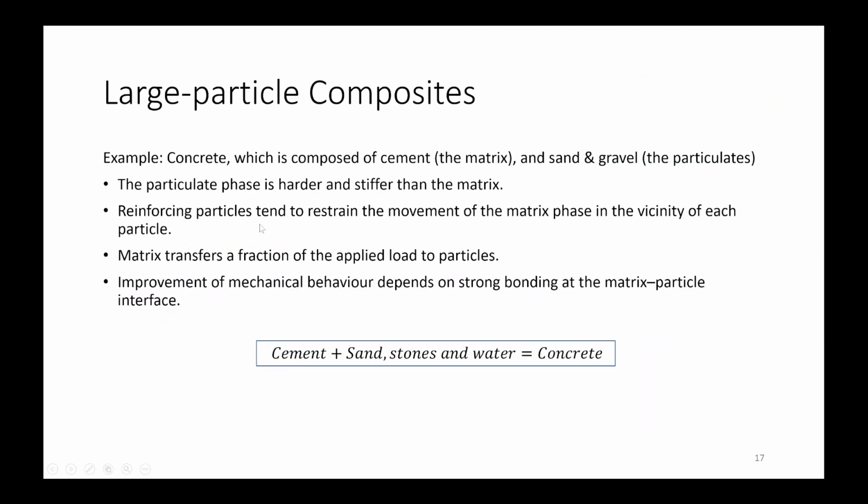Reinforcing particles tend to restrain the movement of the matrix phase in the vicinity of each particle. The matrix transfers a fraction of the applied load to the particles, and the improvement of mechanical behavior depends on strong bonding at the matrix-particle interface. Now concrete is made using cement as matrix, and then sand, stones and water all combine to make concrete. It is an example of a large particle composite.